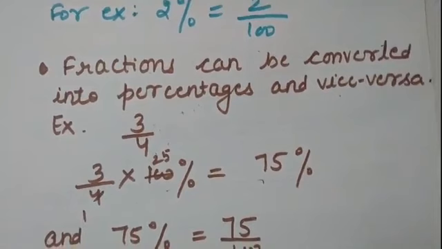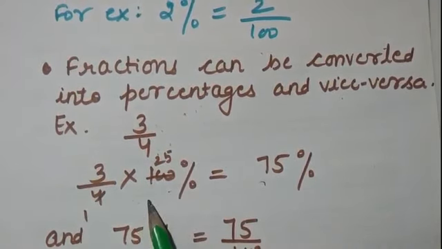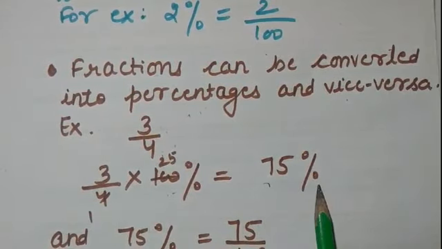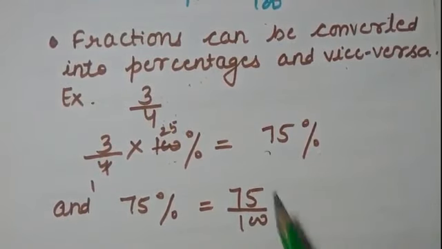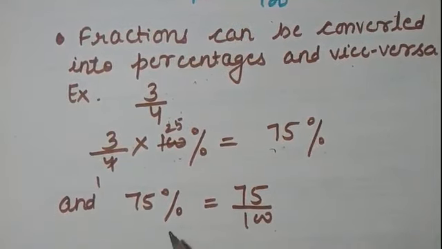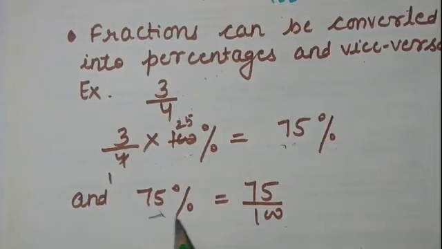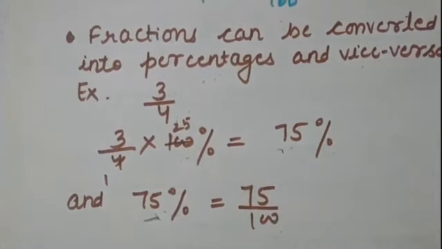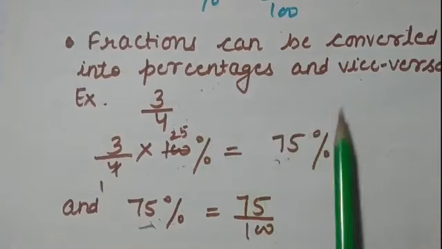Again, I am explaining, if you have to convert a fraction into a percentage, then you have to multiply the given fraction by 100% and then you will get the required percentage. Now converse means if you have to convert a percentage into a fraction, then how will you convert? Suppose you have to convert 75% into a fraction. So 75% means out of 100. So 75% can be written as 75 over 100. In this way, you can convert fractions into percentages and percentages into fractions.